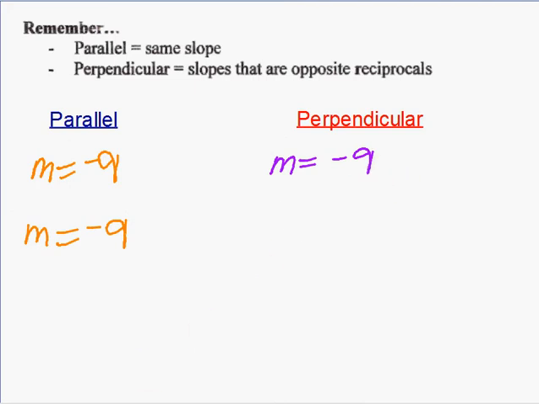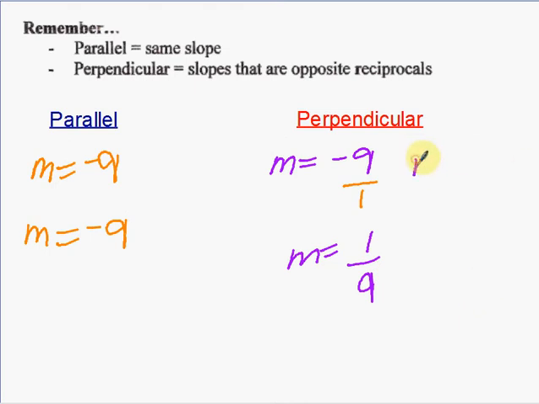Well, we would have to remember that -9 as a fraction has a 1 underneath it, and so the opposite reciprocal would be a positive, because if it's negative we have to change it to a positive. That's opposite, and then reciprocal means we flip it upside down, which means it would be 1/9.